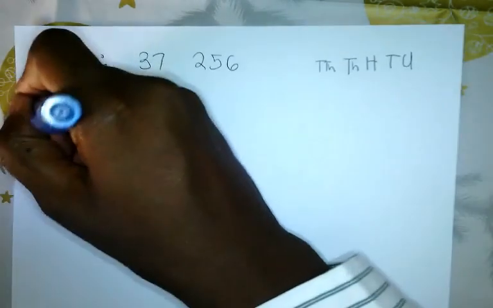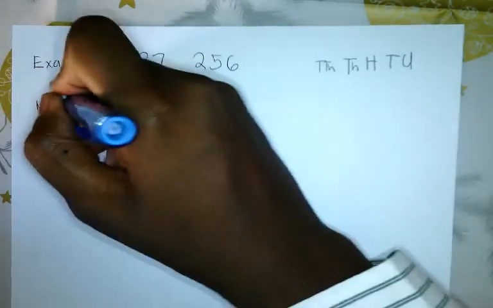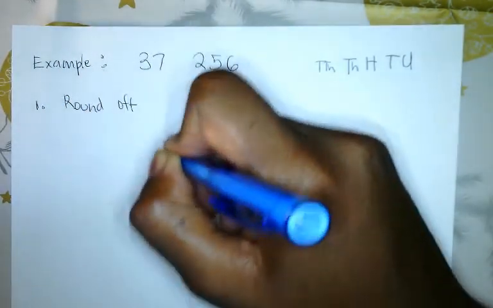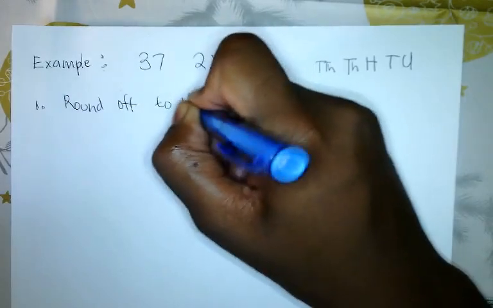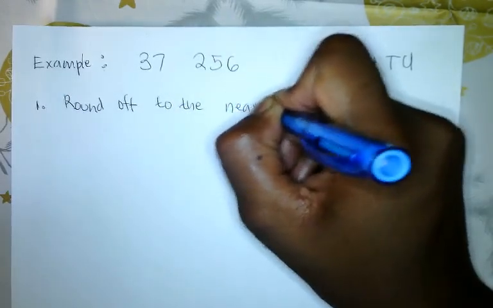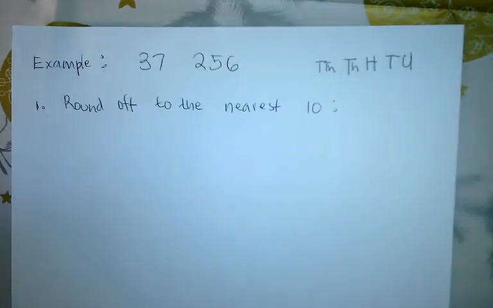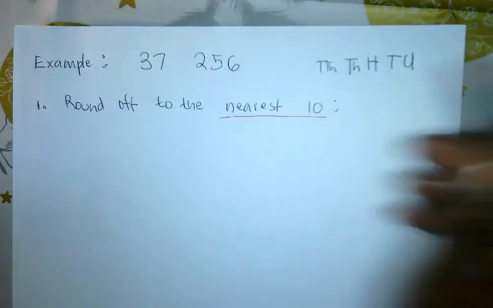And what comes after 100,000? A million. Are we all clear? So the first question will say, let's write the question, round off to the nearest 10. Are we all clear? Round off this answer to the nearest 10.